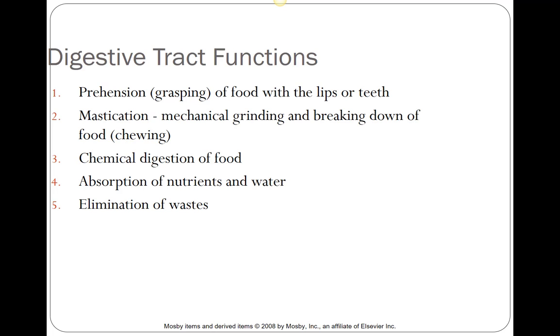The last thing that it does is eliminate waste, and it does this in several different ways. One is through bile that's put in the small intestine to mix with food and help with digestion. But there are certain things that are excreted in bile that are going to be eliminated from the body. Then you also have things that are excreted from the cells in the intestinal tract into the lumen to be removed from the body too.